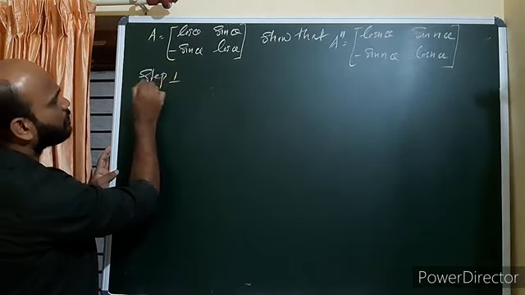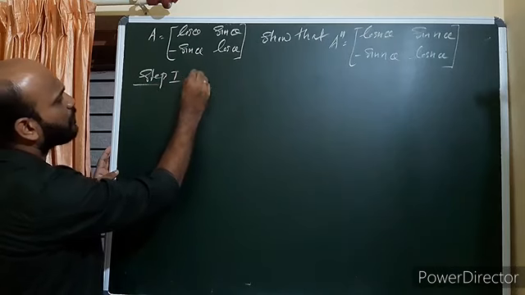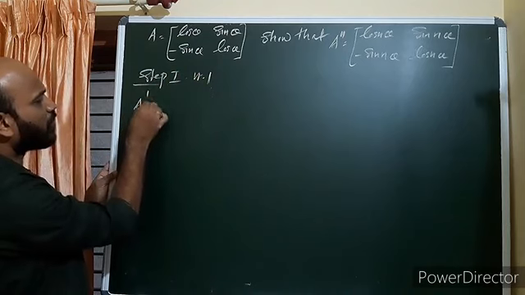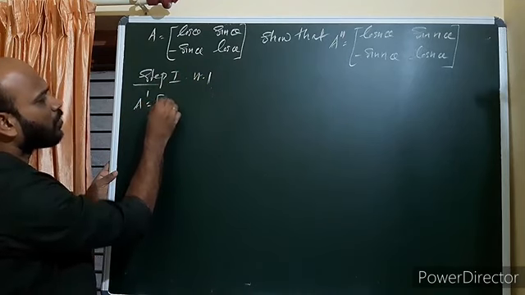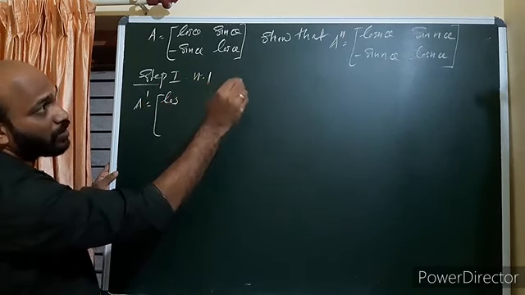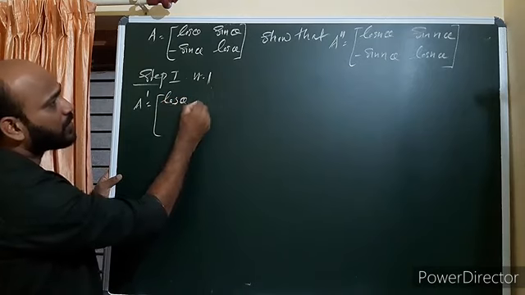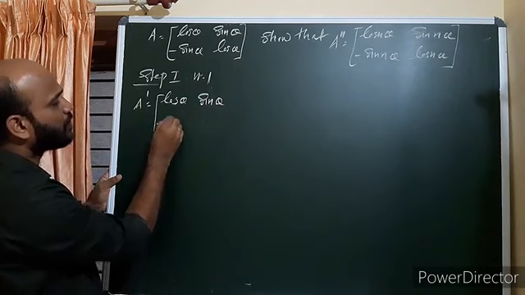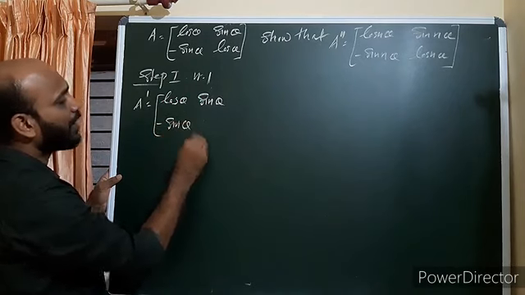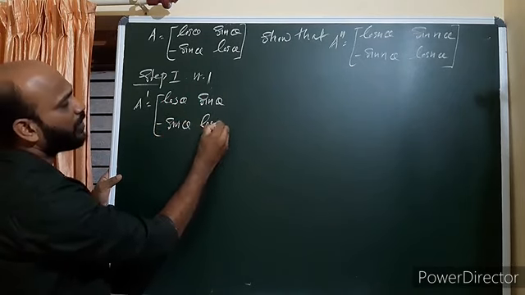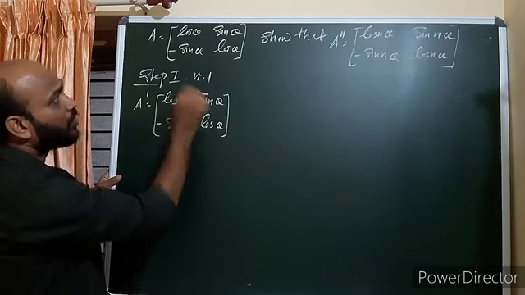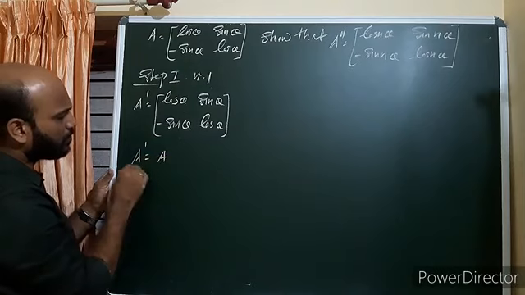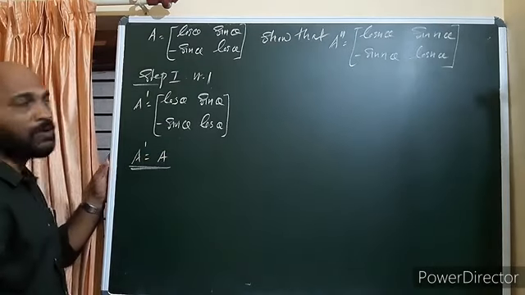Step 1, n equal to 1. So the left hand side will be A raised to 1. That is equal to cos 1 into theta, that is cos theta, sin 1 into theta, sin theta, minus sin 1 into theta, minus sin theta, cos 1 into theta, cos theta. This is our A. So we'll get A raised to 1 equal to A. So the result is true for n equal to 1.